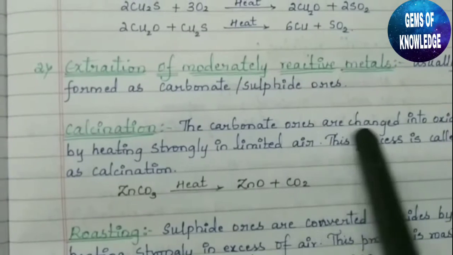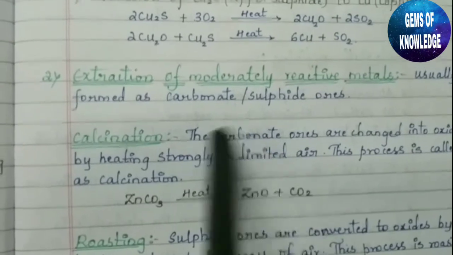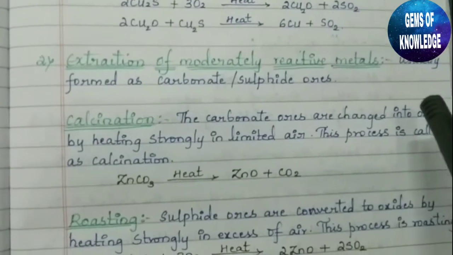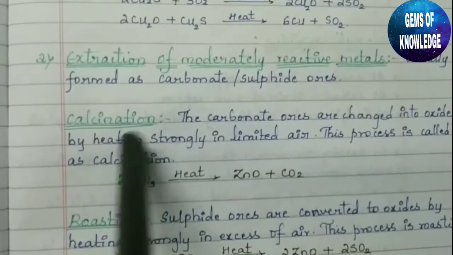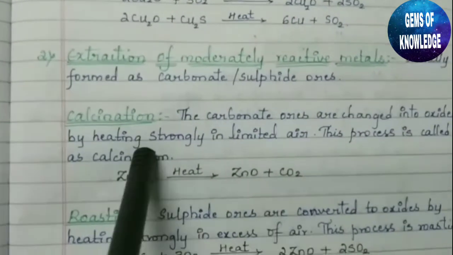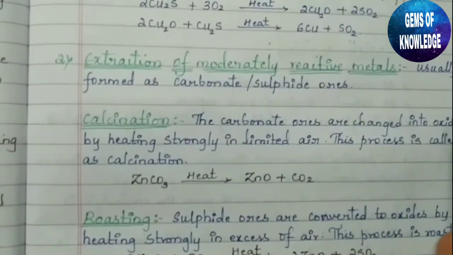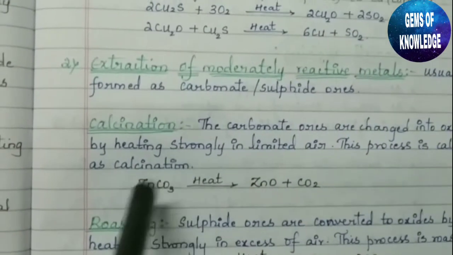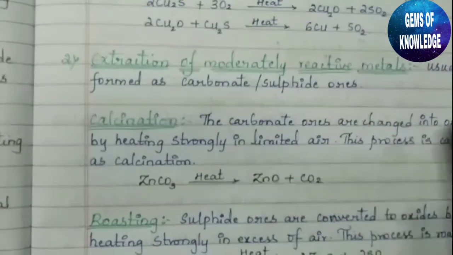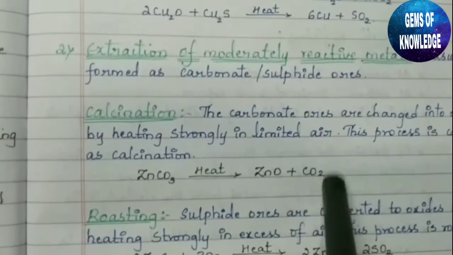The carbonate ores are changed into oxides by heating strongly in limited air. So whatever carbonate ores were present can be changed into oxide by heating strongly in a limited quantity of air. This process is called calcination. You can see the example here. When zinc carbonate is heated in a limited quantity of air, we get zinc oxide, and CO2, carbon dioxide, will be released.